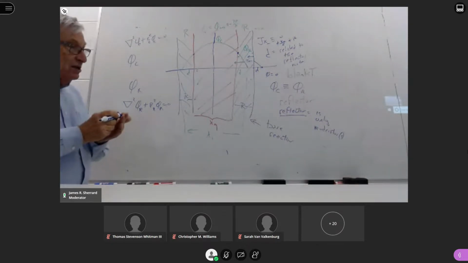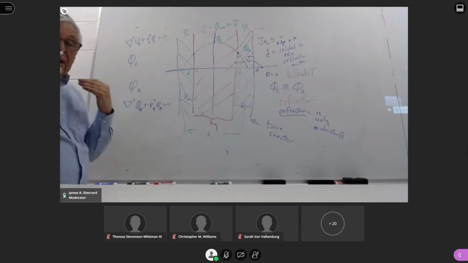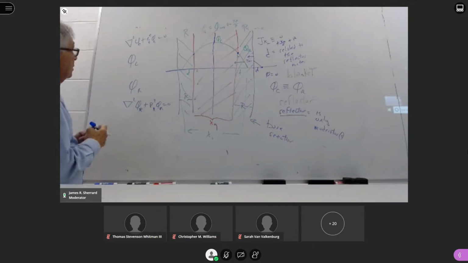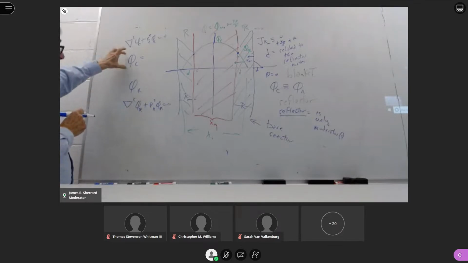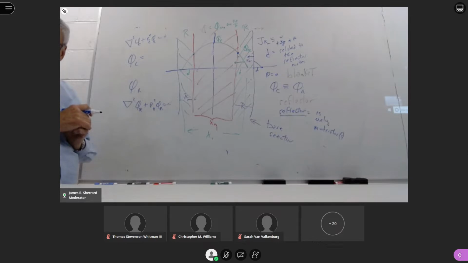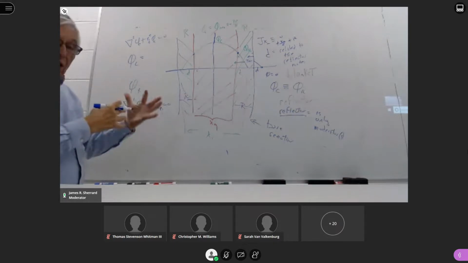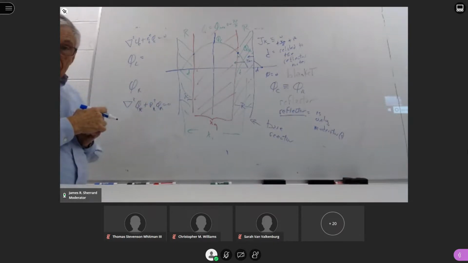So you're going to end up actually solving a set of simultaneous equations because you're going to have one set of equations for the core, another one for the reflector. Do I think you can do that right now? Probably not, but you can understand this concept. Okay.